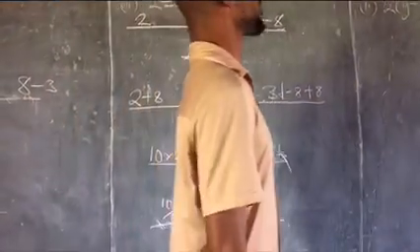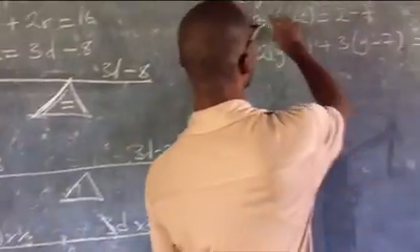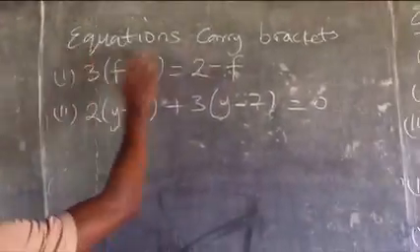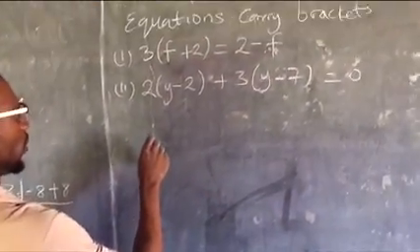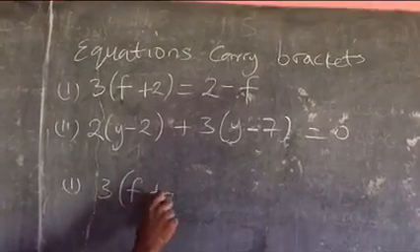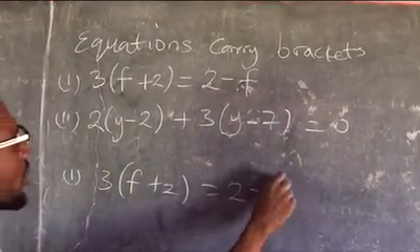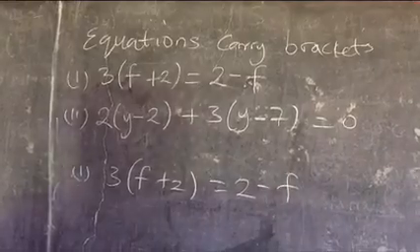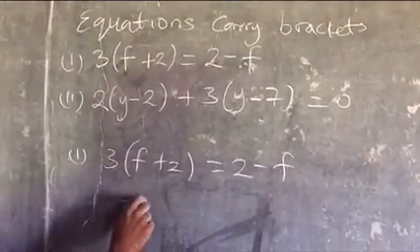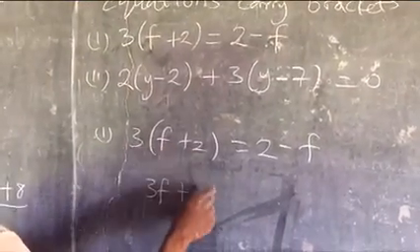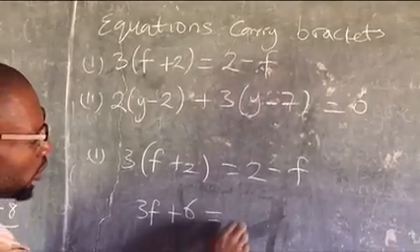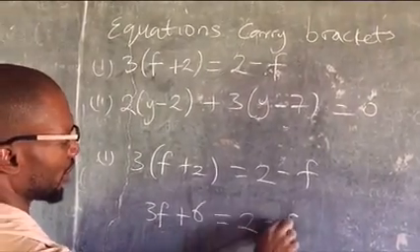Now let me try equations with brackets. Equations with brackets are like this. So like this one, say 3 bracket f plus 2 equal to 2 minus f. Right? So we open this bracket now. 3 times f will get 3f plus 3 times 2 will give me 6. Right? We're going to do equal to 2 minus f.